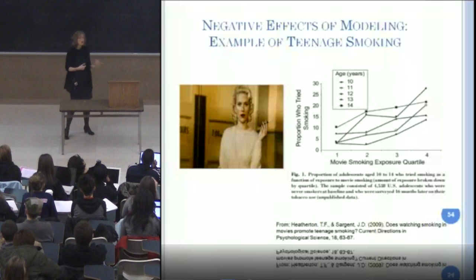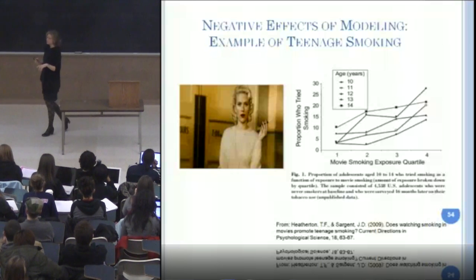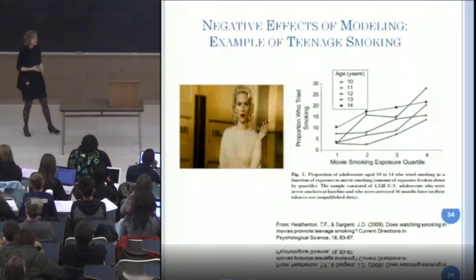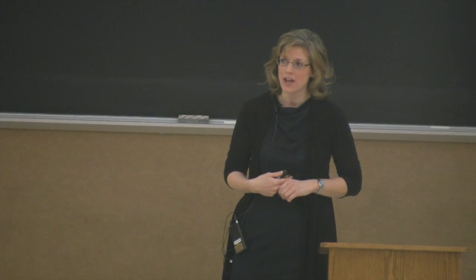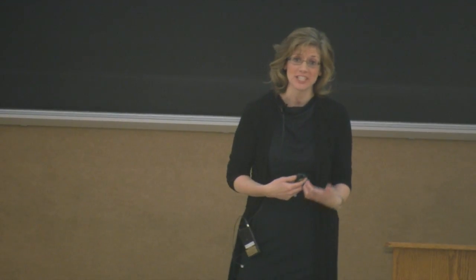And this is controlling for other factors like background factors, demographic factors, personality traits, controlling for all of that, right? Statistically controlling for all of that. There was still an effect of observing smoking in movies on the likelihood of these young adolescents trying smoking themselves.